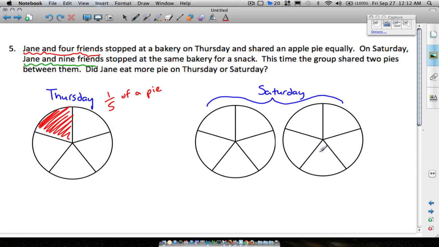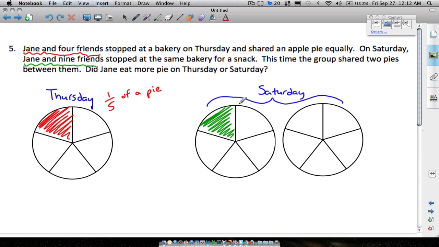But notice how I broke this up. I broke it up the same way, to be quite honest. If there's 10 people, you can put 5 slices on one pie, 5 slices on the other pie, since they shared 2 pies. Now, how many folks are there? There's 10 people. So if Jane shared it equally with everybody else, look how much she got.